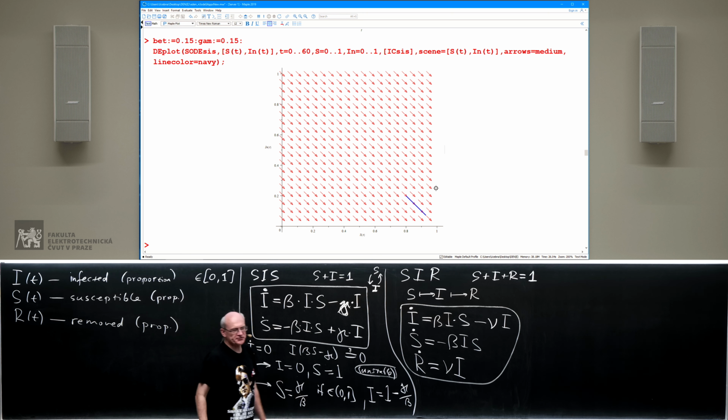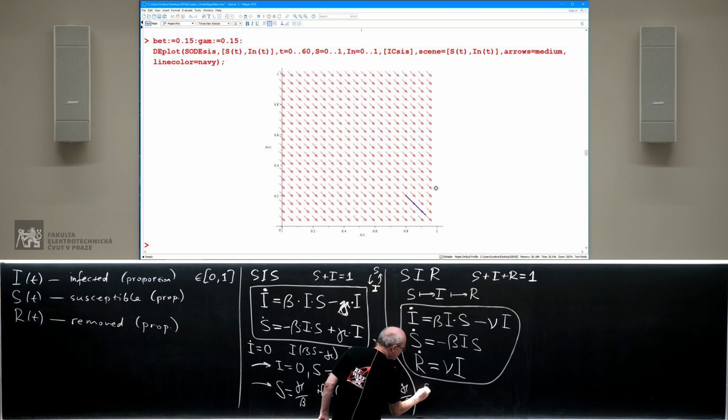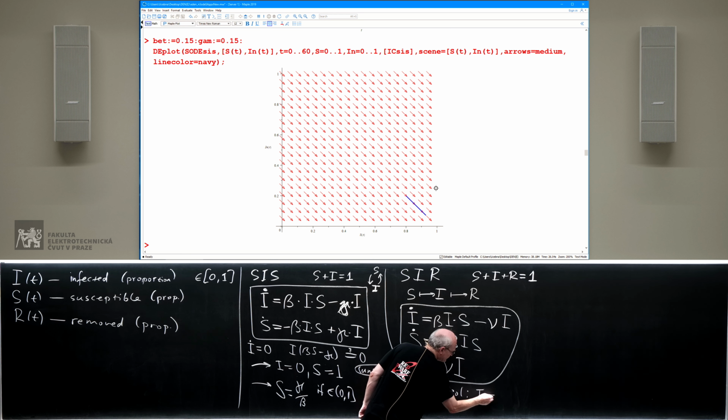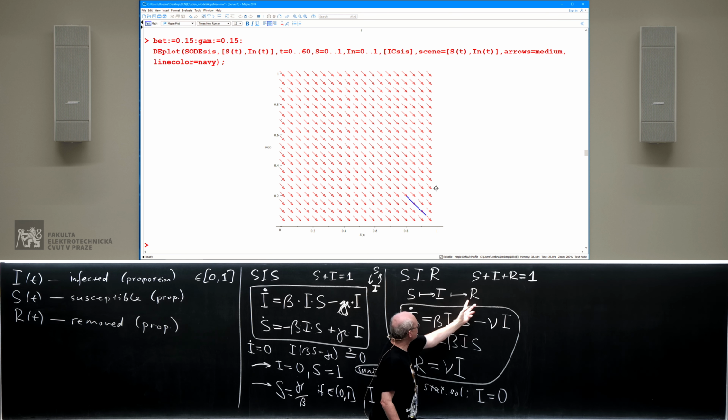And you look at these three equations and you ask, are there any stationary solutions? And the last equation tells you right away that there's only one possible stationary solution. And that is when the number of infected people is 0. And at that moment, all these derivatives become 0. And then you do not really care about the number of susceptible and removed people in the population.